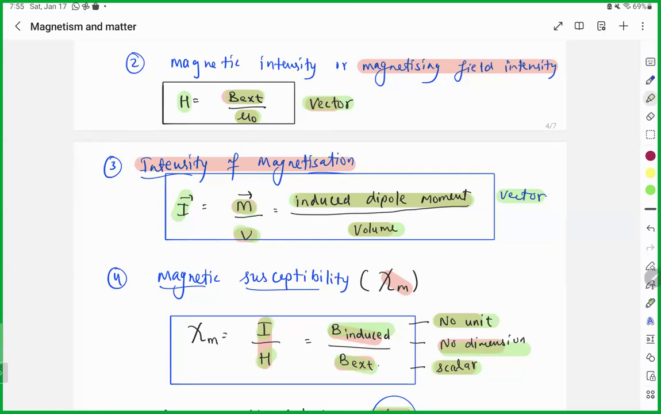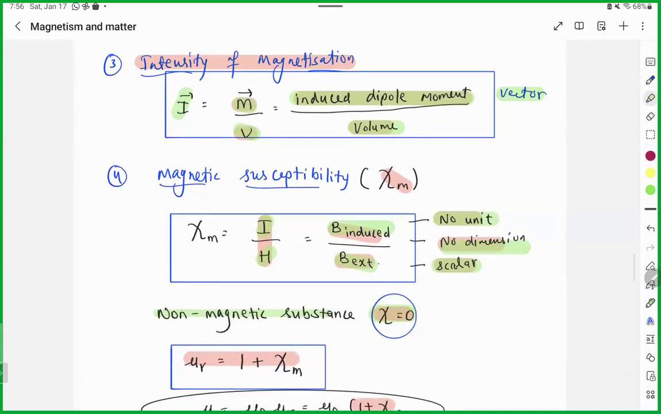Pratigya, do I and H have the same unit or different? Same unit. That's why unitless. So magnetic intensity and intensity of magnetization have the same unit and look so similar. Still, when you solve questions, you will face an issue with this. Not difficult but confusing. Let me know if you are facing any issue.